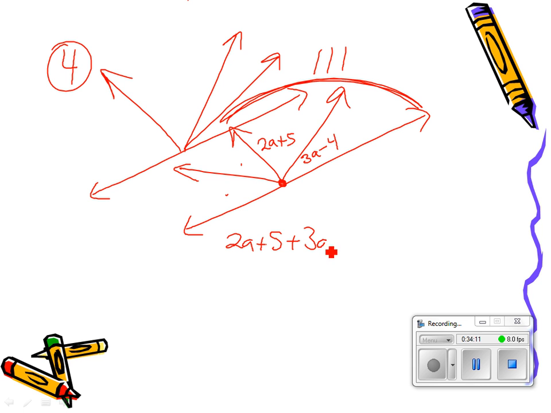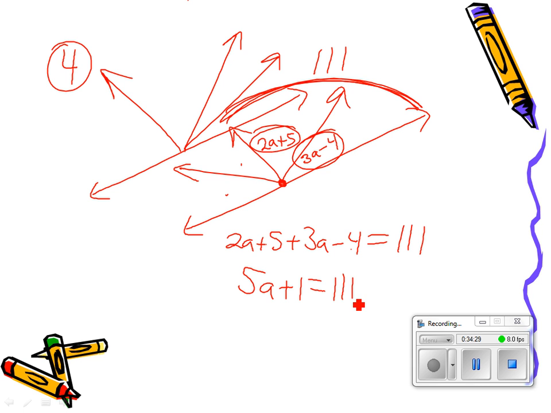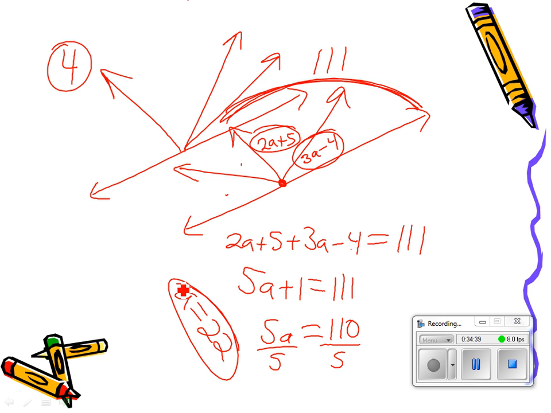All right, so watch so everybody understands this. This time we didn't know that these two were equal to each other, but we did know that this and this together totaled up to 111. That's 5a. 5 and negative 4 give you 1. Equals 111. Subtract 1. Get 110. Divide by 5. A is what, like 22? Yeah. Is that our answer? No. It's part of it.